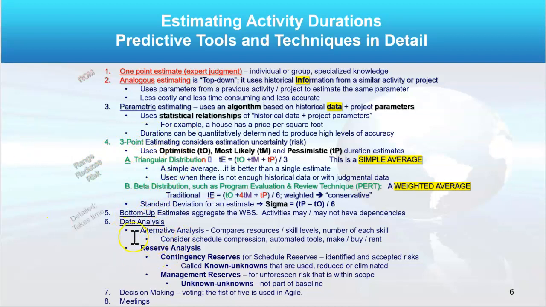Also part of this approach is data analysis, which includes reserve analysis. Reserves are really a risk management item, but they are discussed in detail in schedule and cost. So they're a risk management item that addresses schedule and cost issues. There are two types: contingency reserves and management reserves.